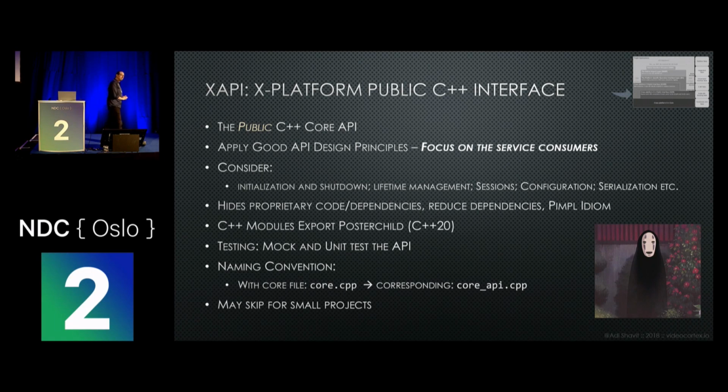So the second layer that I at least often encountered, and I do point out here, we can see at the top right corner that we just rose one level up. I call it the cross-platform public C++ interface, or CAPI for short. This is the public C++ core API. Now, this is a slightly subtle distinction from what we had before.